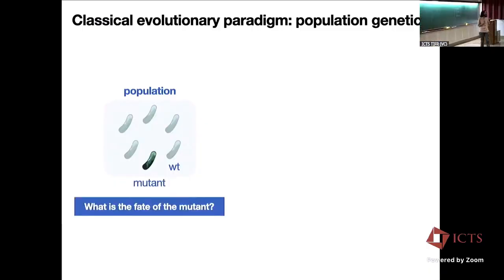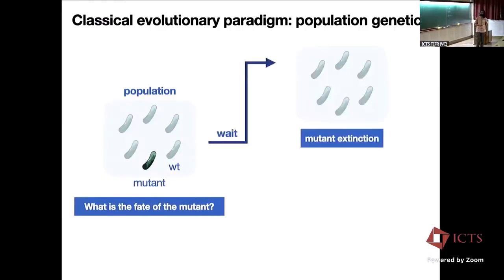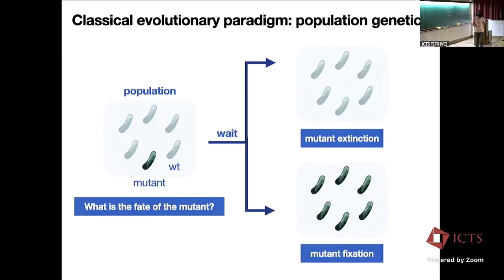And a question that you might ask is, if you wait a very long time, what is the fate of this mutant? And really, there are typically two answers. One is that if you wait for a very long time, this mutant will go extinct, and all you will see in this population are just the wild type as you had before. The other is that if you wait for a long time, the mutant fixes in the population. Instead, the wild type is gone.